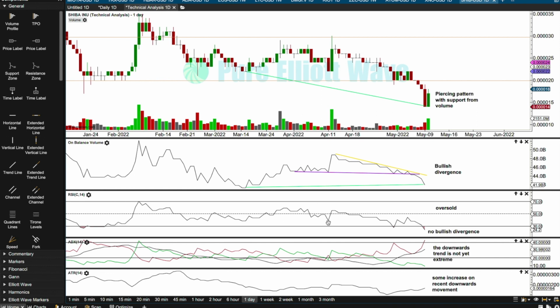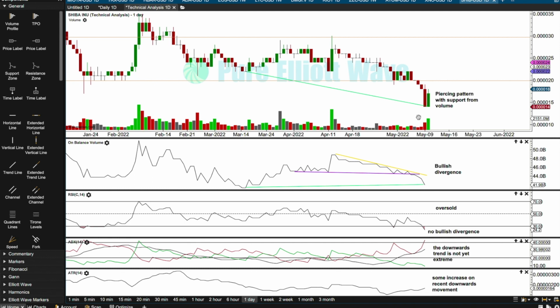There was no bullish divergence between price and RSI down here though. There is now bullish divergence between price and on-balance volume. This downward movement in price isn't coming with a corresponding decline in on-balance volume. So there's some weakness in price, which is bullish. And now there's a piercing pattern forming in this last candlestick, which has strong push from volume. It looks like there might be a strong low here.